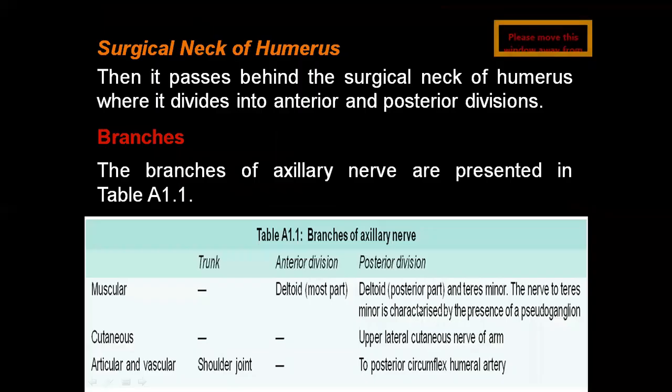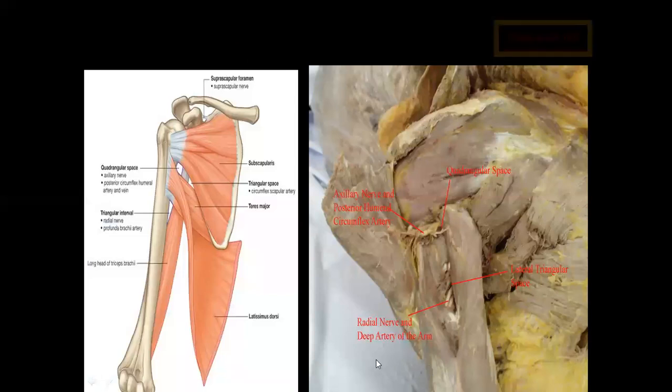Then now the cutaneous supply, it is going and supplying the upper lateral cutaneous nerve. It is continuing as the upper lateral cutaneous nerve of the arm. So articular, from the trunk you will see the nerve supply is going to the shoulder joint, and from the posterior division it is going and supplying the blood vessel, that is the posterior circumflex humeral artery.